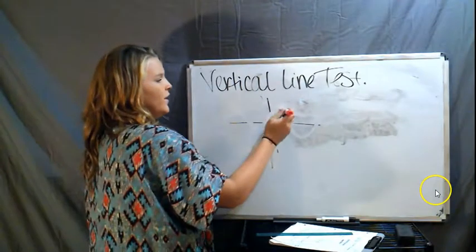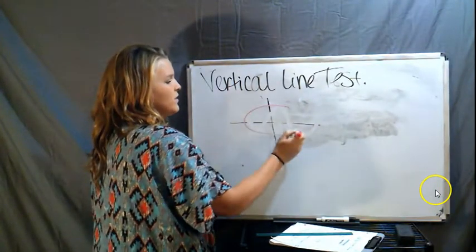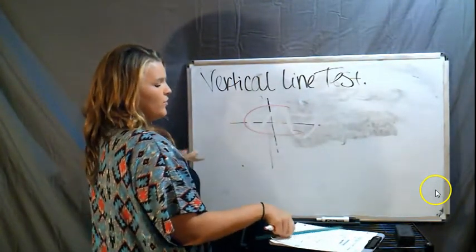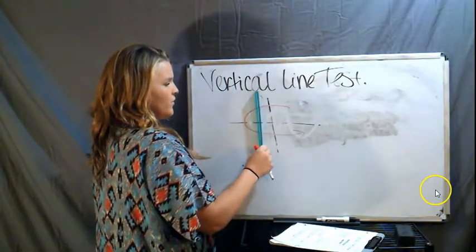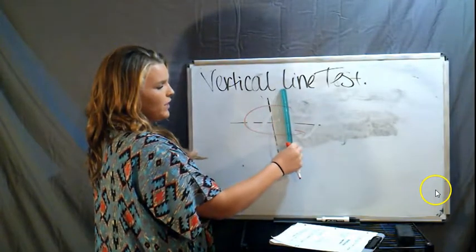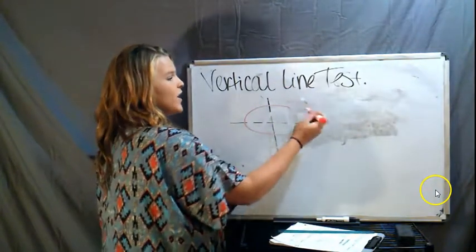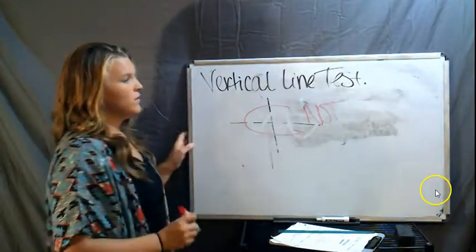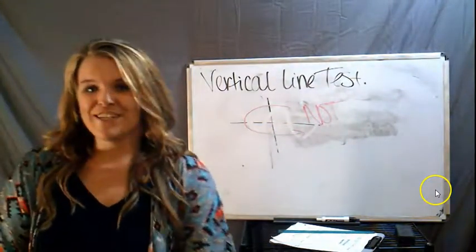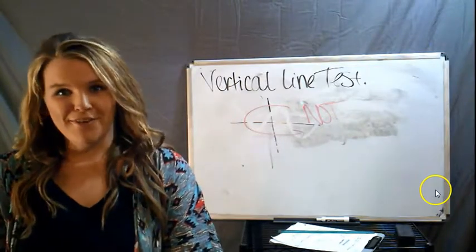However, if it crosses the ruler more than once, so right here, you see that we have two lines passing through the line of the ruler, then this is not a function. So that's a very easy way to tell if it is a function or not.